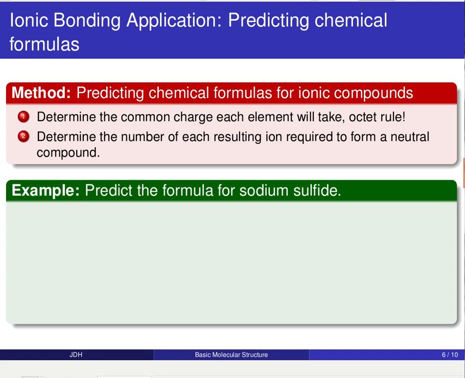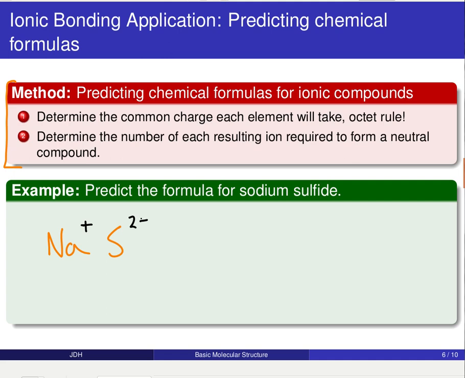Okay, but things can get a little bit more complicated, and there are many instances where we don't have a simple 1-to-1 ratio. So to understand that, let's look at an example that we haven't seen before, and let's try and predict the formula for sodium sulfide using this method outlined at the top of the slide. Okay, so the first step, we need to determine the common charge for each one of these elements. So for sodium, once again, we are going to be looking at forming an Na plus, and sulfur, just below oxygen in the periodic table, will tend to take a 2- charge.